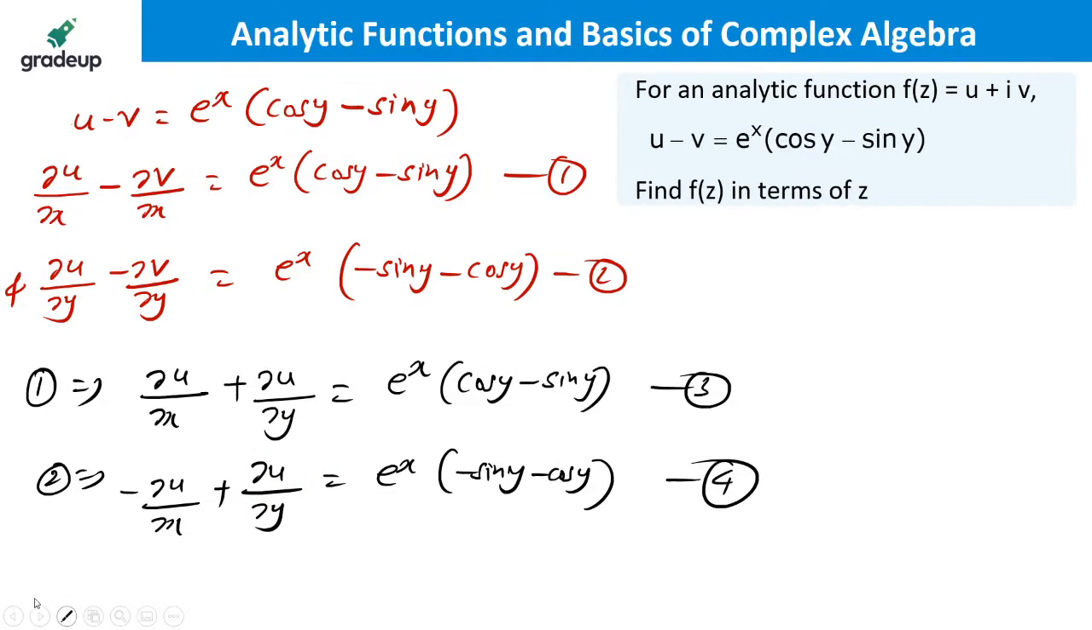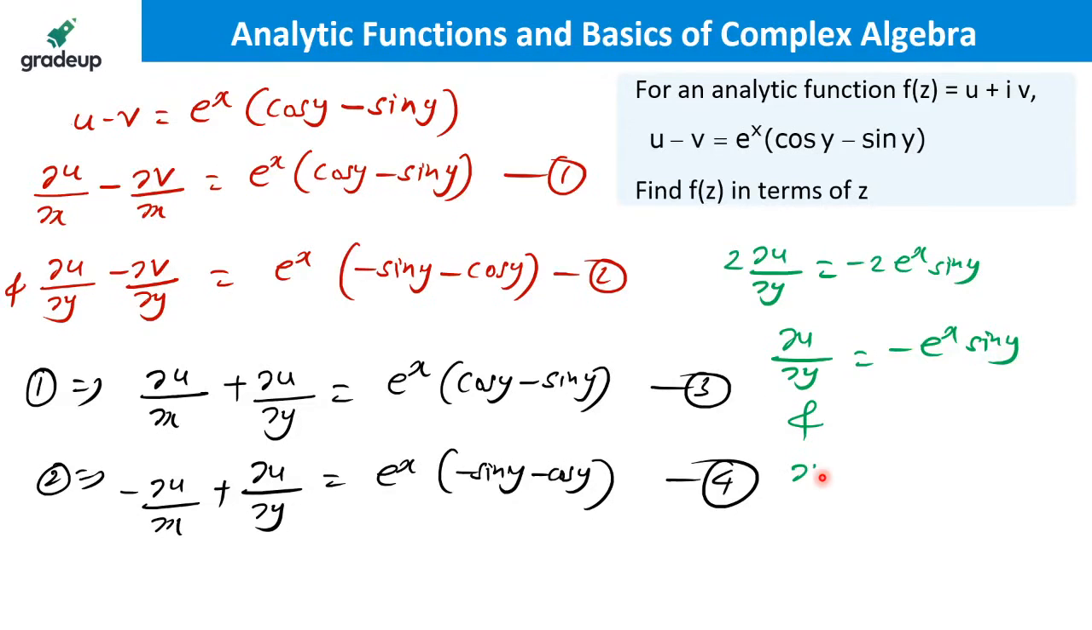What you can do now, you can add these two equations together. If I add these two equations, then del u by del x and del u by del x cancelled, 2 del u by del y will be obtained. So if you add, cos y cancelled, minus sin y, so minus 2 sin y e raised to x. So del u by del y is minus e raised to x sin y.